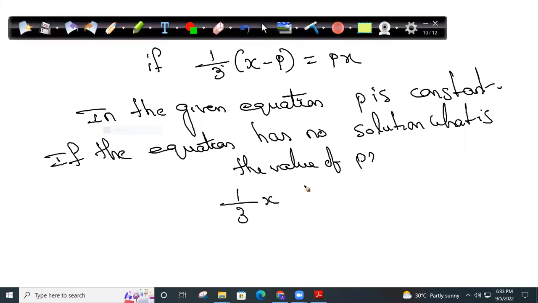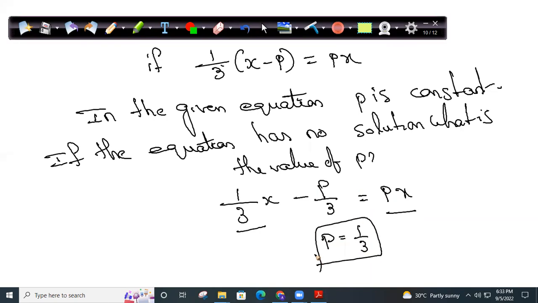When I try to simplify, I get 1 by 3x minus p by 3 on my left hand side, and I get px on my right hand side. I clearly told you no solution means the x coefficient should be the same. Therefore, the value of p is 1 by 3. As simple as that. Students who understand the concept I told you will do it in 1 second. Others go on doing something, but they don't get the answer here. Correct, right? Let me give you 1 or 2 more questions. Once I give you those questions, I'll teach you the next concept of slope. Most important.